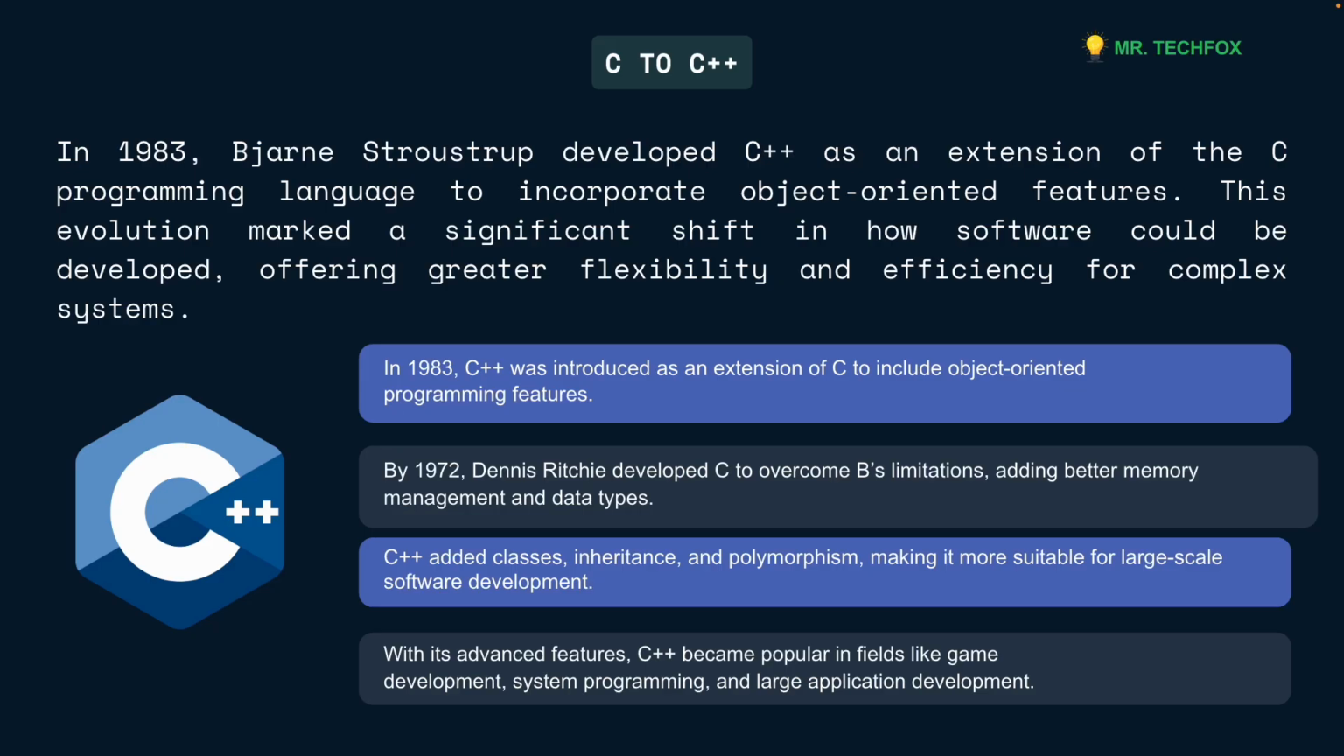But the story doesn't end there. In 1983, Bjarne Stroustrup created C++, which is essentially an extension of C that added object-oriented programming features. C++ introduced concepts like classes, inheritance, and polymorphism, making it more suitable for large-scale, complex software development. While C remained popular for system-level programming, C++ took the spotlight in fields like game development, embedded systems, and large application development, where object-oriented techniques are more beneficial.